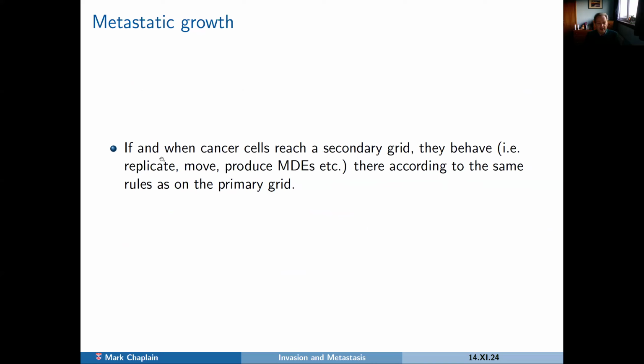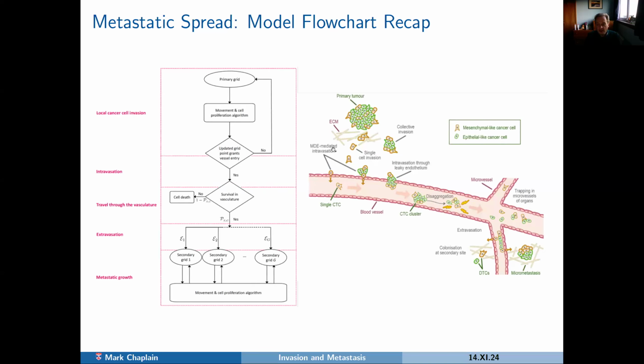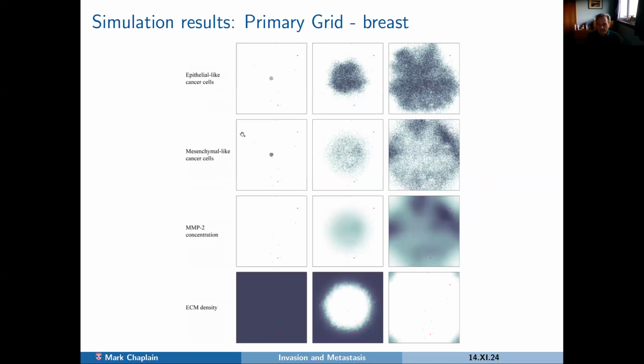Okay, and if they manage to get to the secondary grid, then they behave according to the original invasion rules. They secrete enzymes, they have membrane-bound enzymes, and they locally invade by proliferation and migration. Okay, so this flow chart here is what's happening for this metastatic spread. Primary tumor, invasion, cells interact with blood vessels, they survive the journey into the blood system, and then they extravasate into a secondary site and start the whole process again.